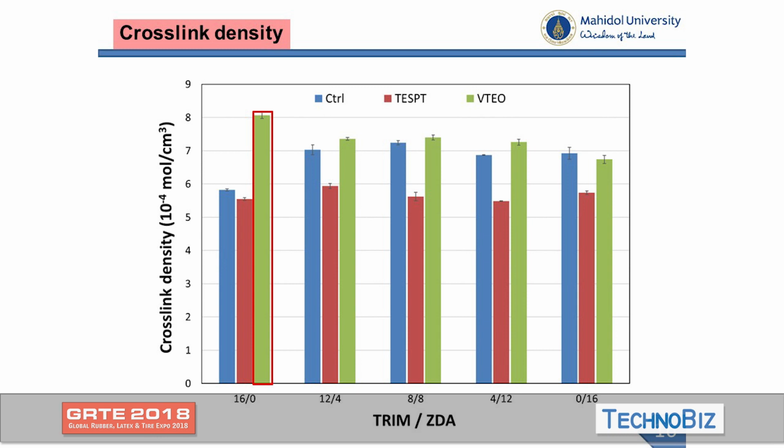And this slide shows the comparison of the cross-link density, as you already saw here. The system modified with the VTEO silane has the highest cross-link density in the system with TRIM ratio, with the highest at 16 phr.